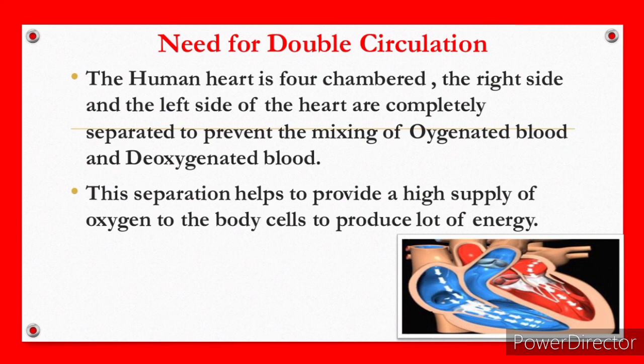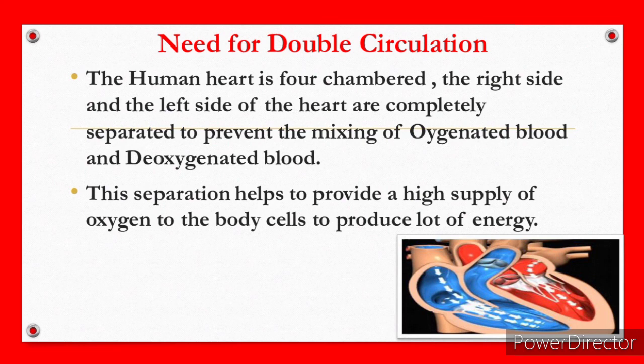As we are warm-blooded animals, we are not supposed to change our body temperature according to the change in the temperature of the environment. We cannot change it at all. So we require a lot of energy to maintain our body temperature also. So all the 24 hours we require a lot of energy, and that can be provided only with oxygenated blood.